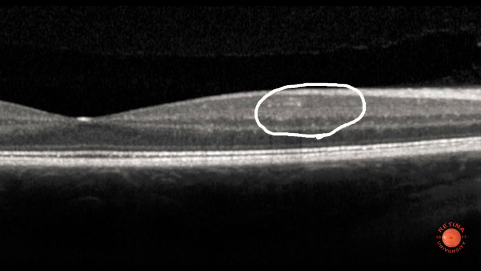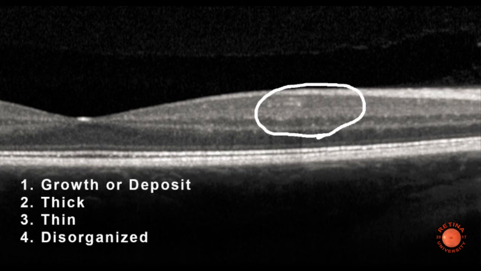Looking at the line scan, we're looking for four different things. One, if there's an abnormal growth or deposit that should not be there. Secondly, if it's too thick, or if it's too thin. And finally, if it's disorganized.